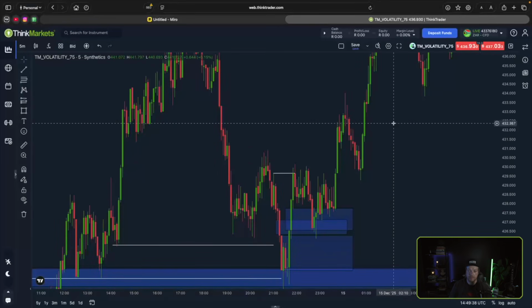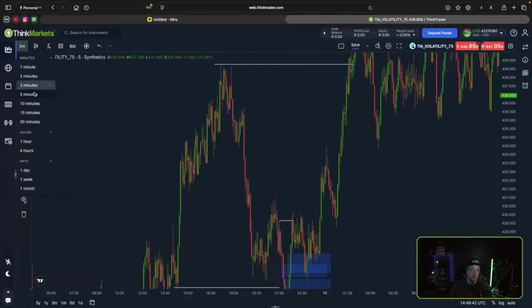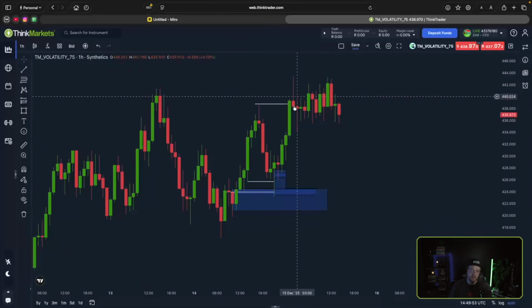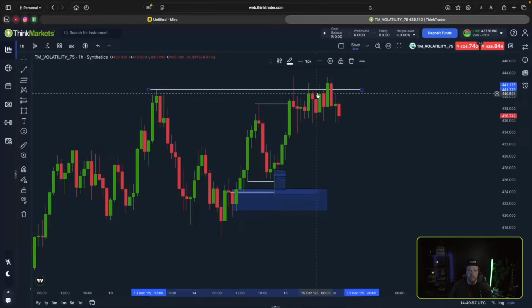Then this is on the 5 minute, and as you can see, nice and clean price action. So let's go back to the 1 hour. Currently, price is right over here. We took out these highs. We swept a little bit.